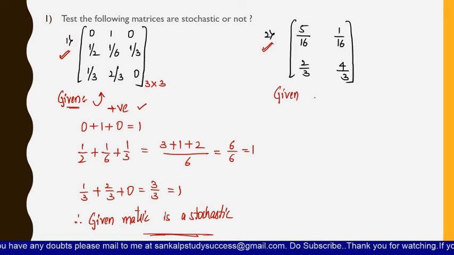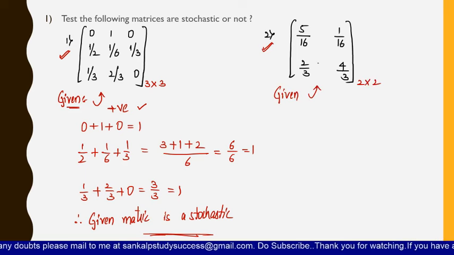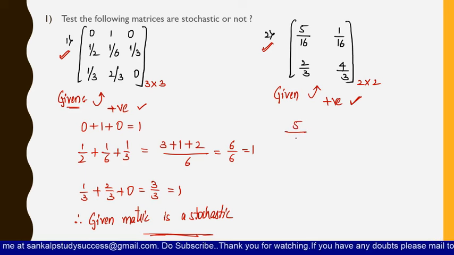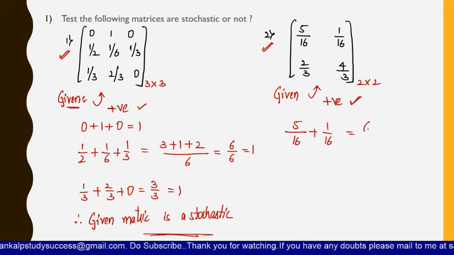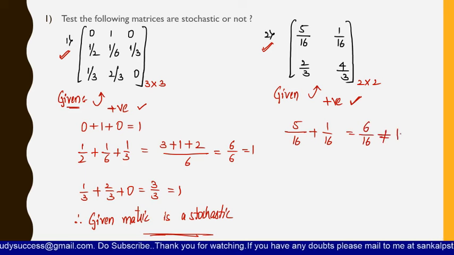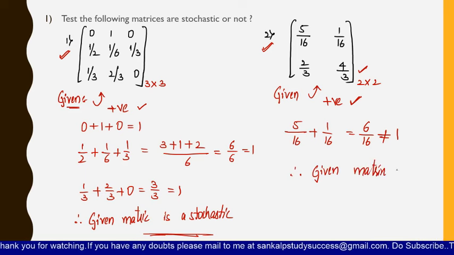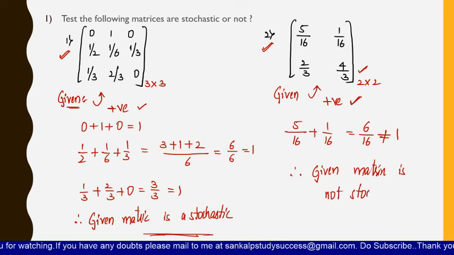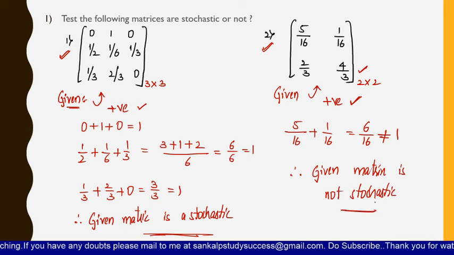The given data is a 2 by 2 matrix where all the elements are positive here. That means the first condition is satisfied. Now let us sum up the elements 5 by 16 and 1 by 16. This becomes 6 by 16, which is not equal to 1. So before summing up the second row, we have already concluded that it is not a stochastic matrix because the sum of the elements is not equal to 1. So therefore we conclude that the given matrix is not a stochastic matrix because the condition is not satisfied, where the sum of every element in a row should be equal to 1.